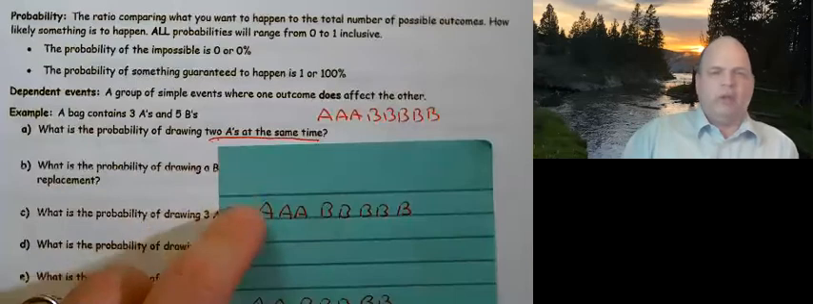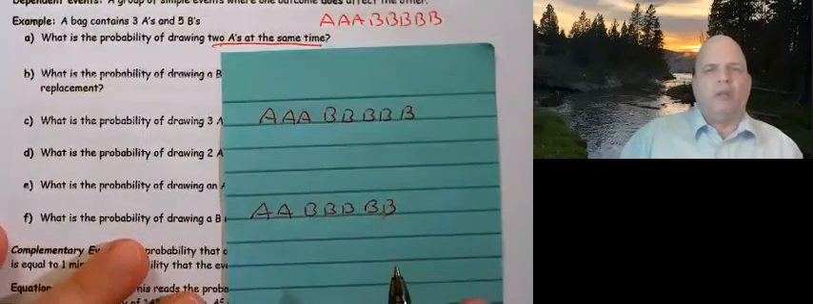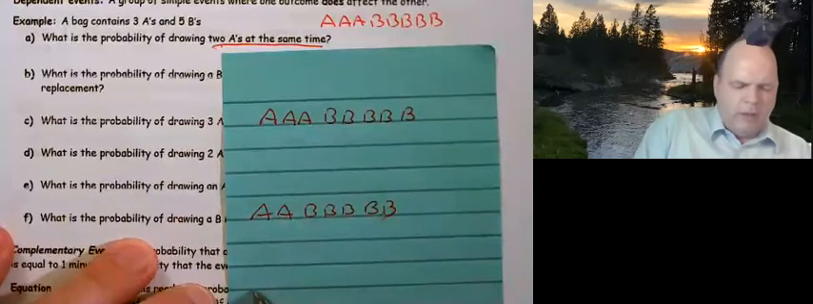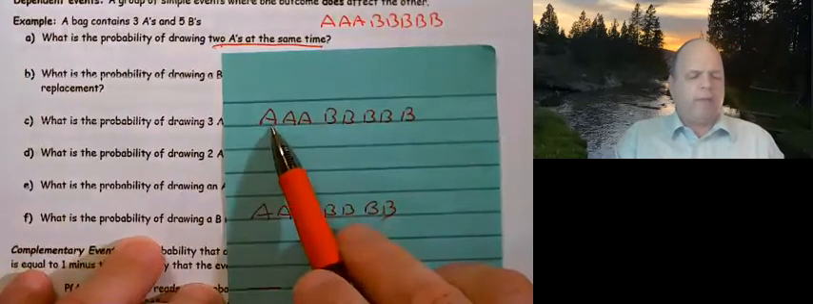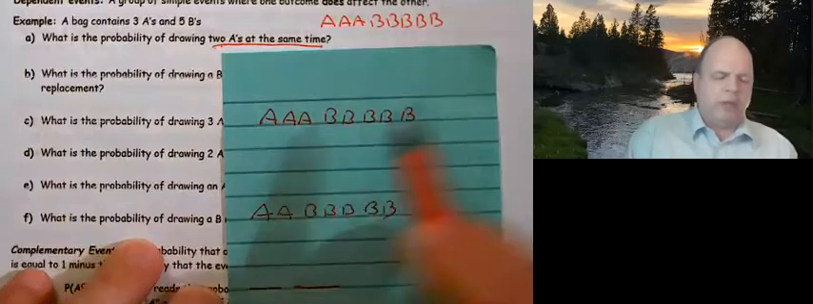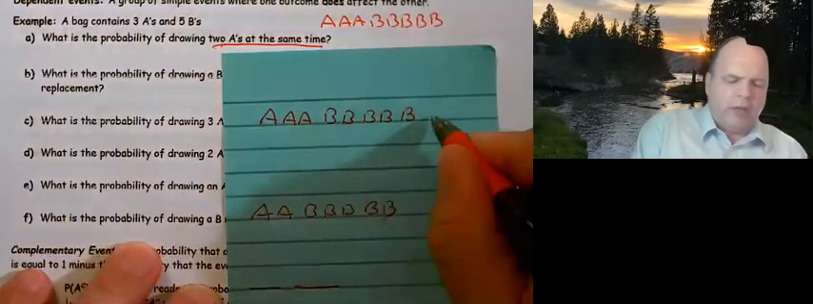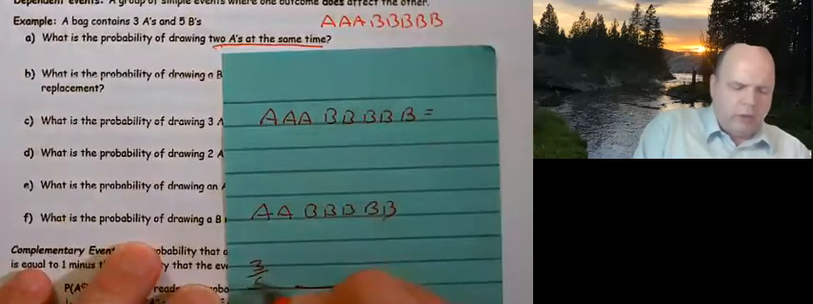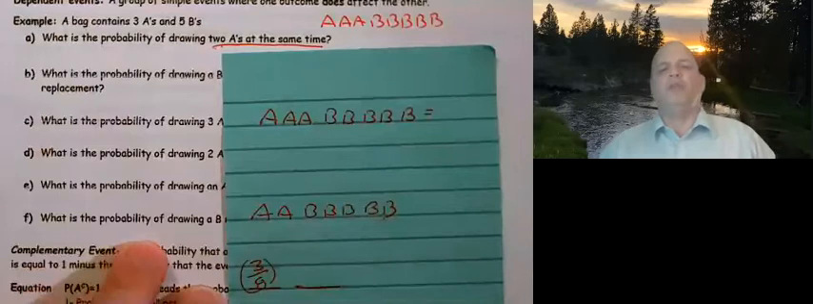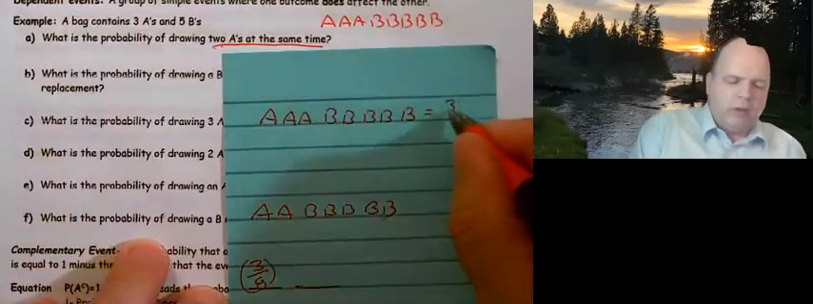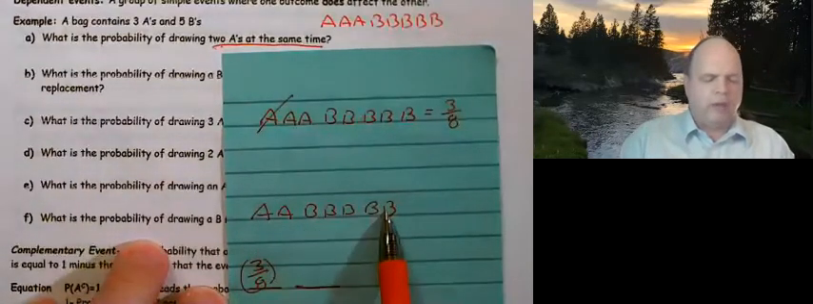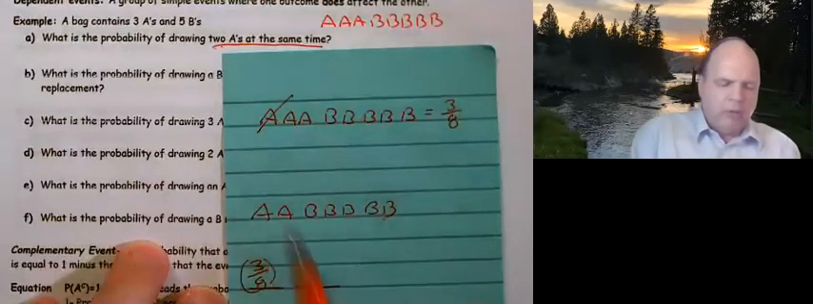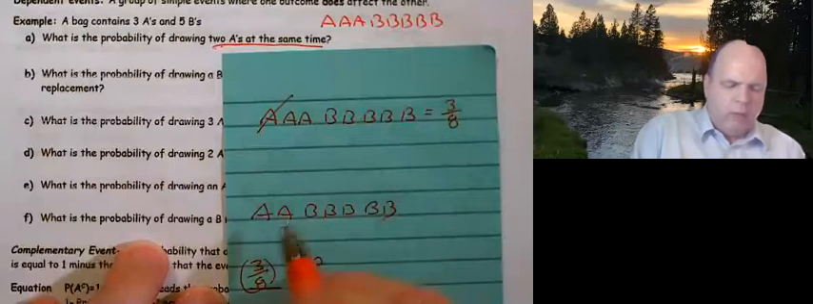So first off, we're doing 2 things. We're drawing twice. We want the probability of drawing an A and then the probability of drawing a second A. Well, first off, we have 3 A's and 5 B's. So the probability of drawing an A right here is 3 out of 8. So that was easy. And you're like, okay, but we didn't replace them, so they're not independent. And you're right. We didn't replace it. It changed. We now only have 2 out of, and we only have 2 A's left, and we have 1, 2, 3, 4, 5, 6, 7 things left in the bag.